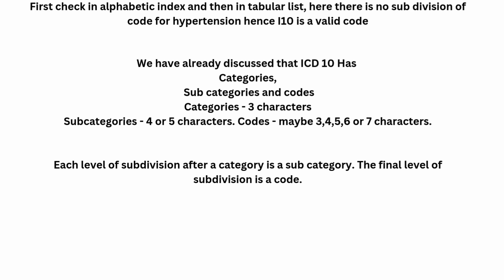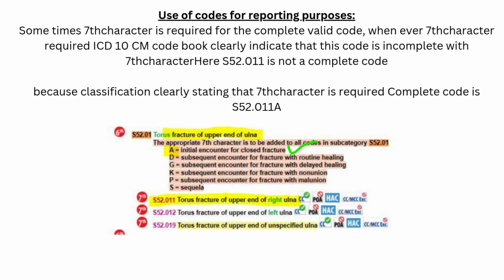And next one, use of code for reporting purposes. Sometimes a seventh character is required for a code to be completely valid. When a seventh character is required, the ICD-10-CM book clearly indicates that the code is incomplete without the seventh character. Here, S52.011 is not a completed code, because the instructions clearly state that a seventh character is required.